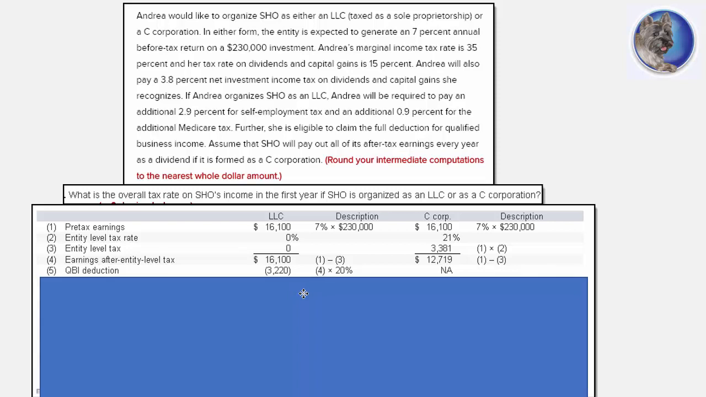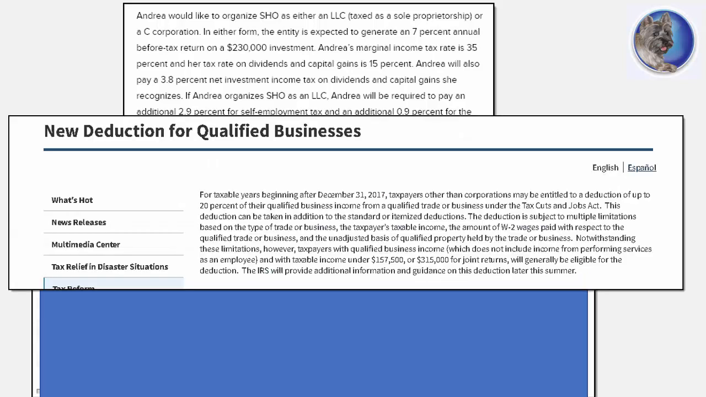All right, so what do we have next? Next we have the qualified business income deduction. It's 20%. And this applies to the LLC, but not the C Corp. Now, here's just a refresher on that. I found this image at the IRS website. I just took a screen image of it.